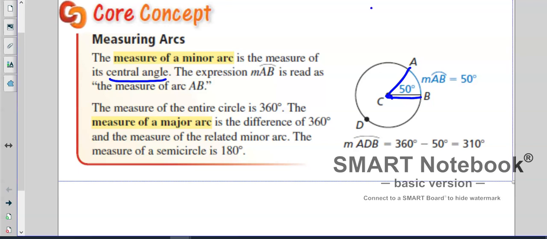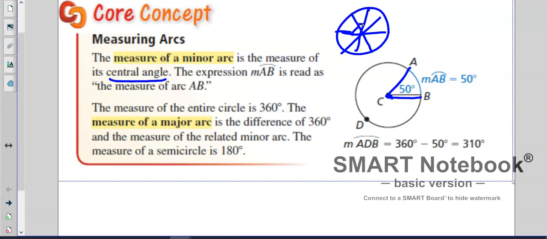So if you think about it, whenever you have a pizza or a pie and you cut it into a bunch of pieces, all of those angles around that pizza or the pie, those are all central angles because their vertex is at the center of the circle.